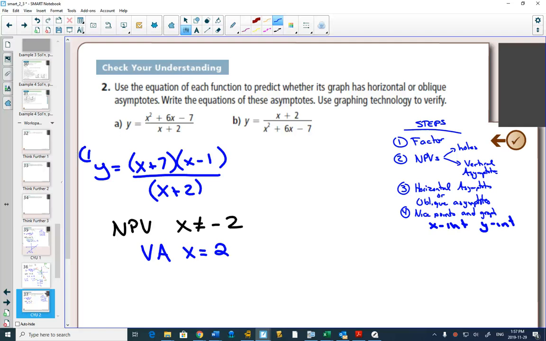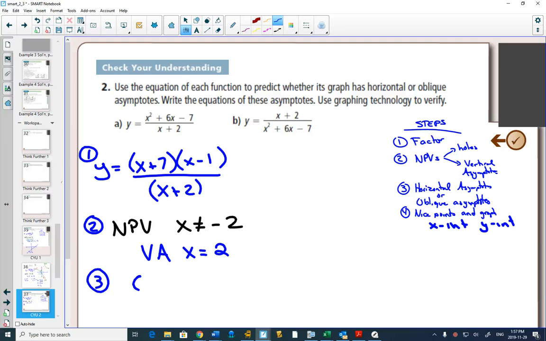You like numbering things as you go along? That was step 1. That's step 2. Now we're on step 3. What situation do we have? We have the degree larger in our numerator. When the degree is larger in your numerator, you are going to get an oblique asymptote.